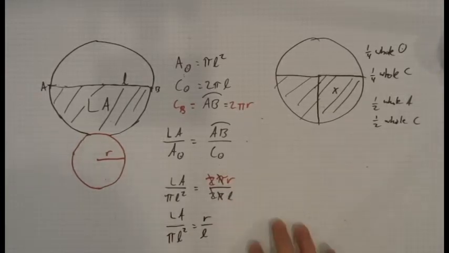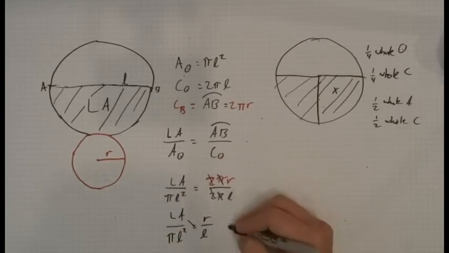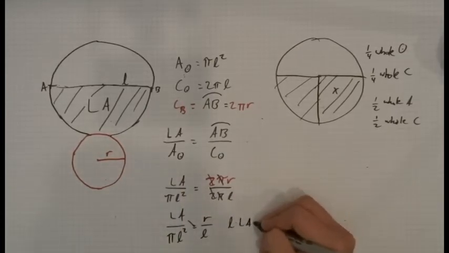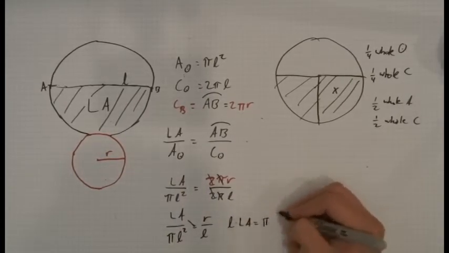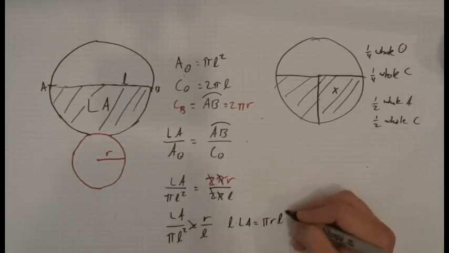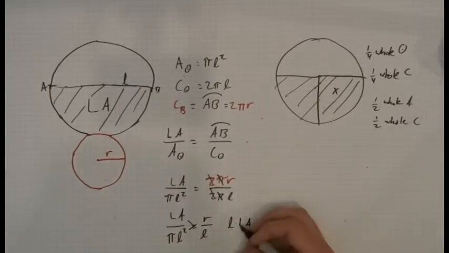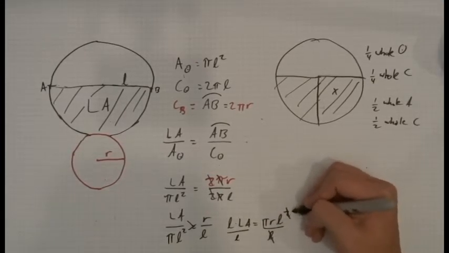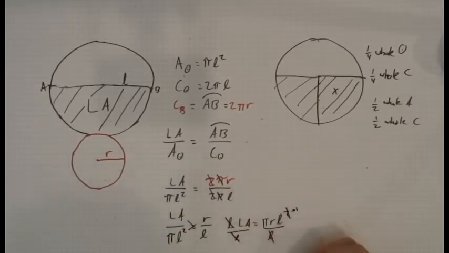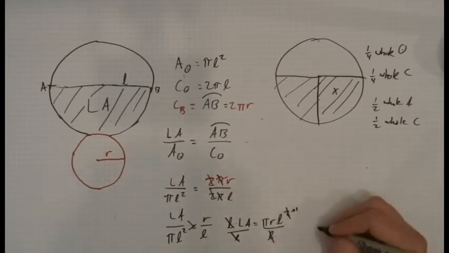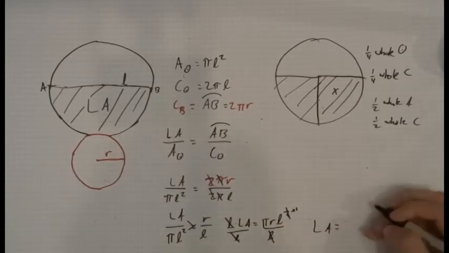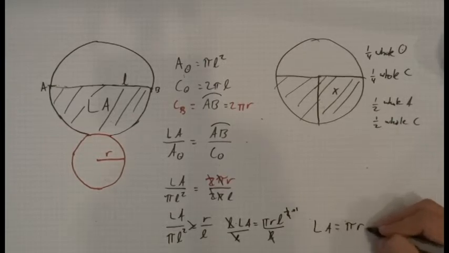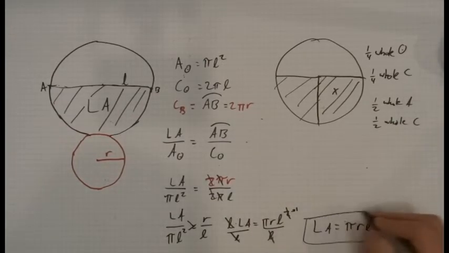And now I'm going to cross multiply. So L times the lateral area equals pi r L squared. I'm going to divide both sides by L. And one of these drops out. This goes to 1. These two drop out, so we get the lateral area equals pi r L. And that's where we get the formula for the lateral area of a cone.